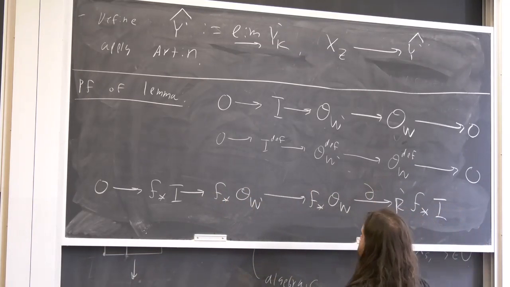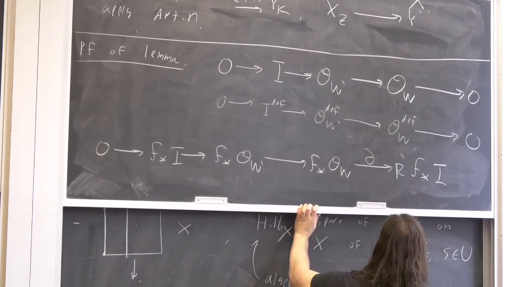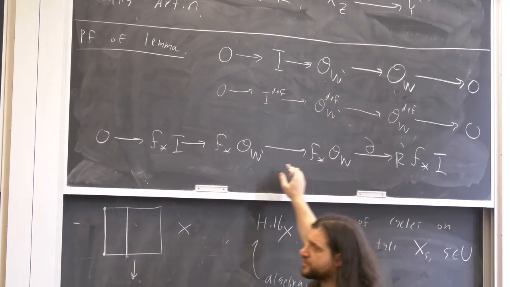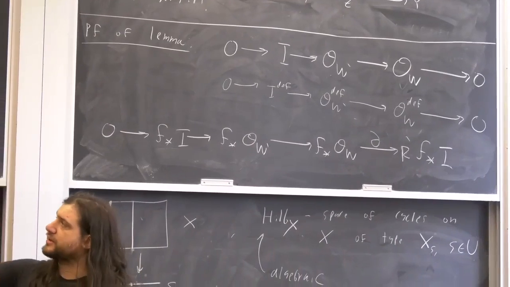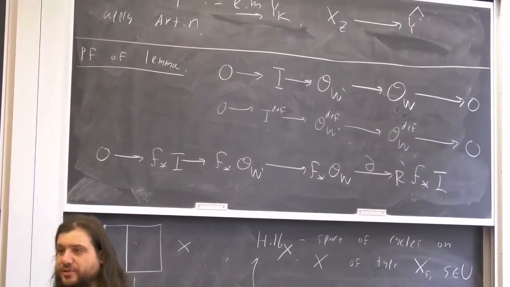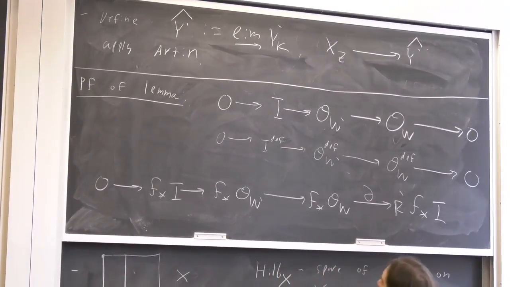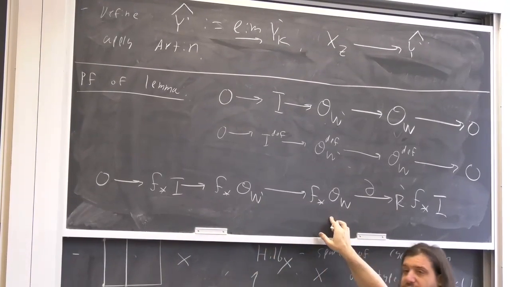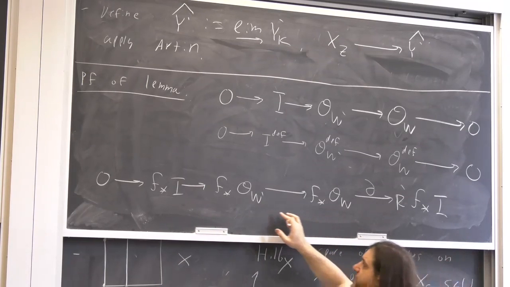We'll call this map delta. Okay, so what is this sequence now? Well, this is now a sequence of sheaves on Z, because F is a map from W to Z. And these three things on Z are exactly what?